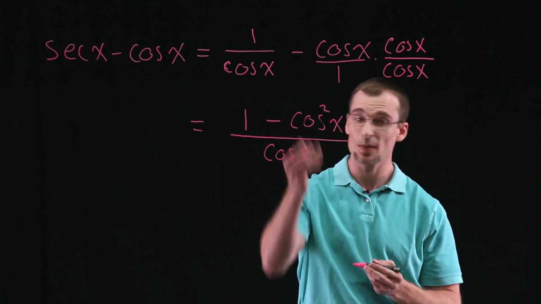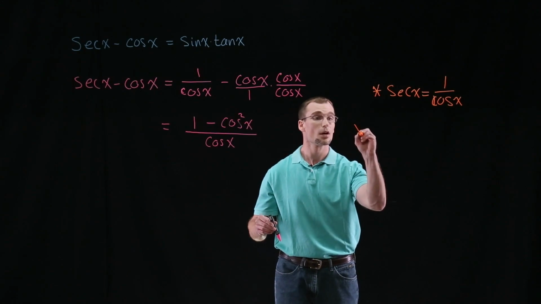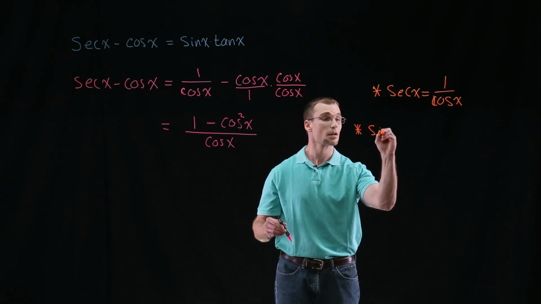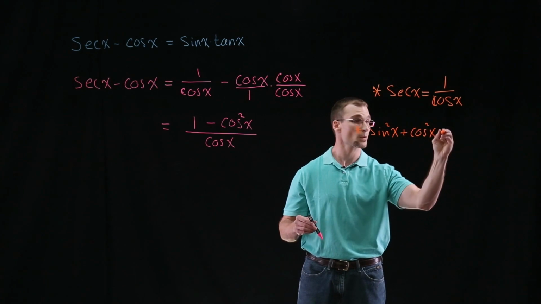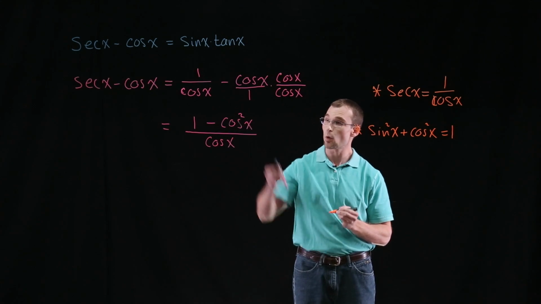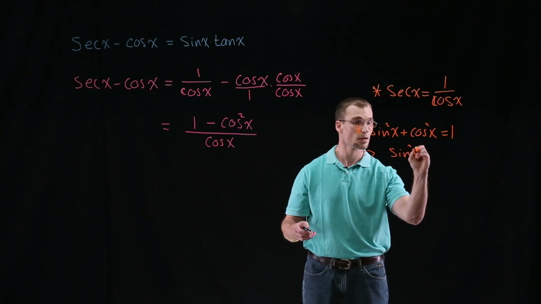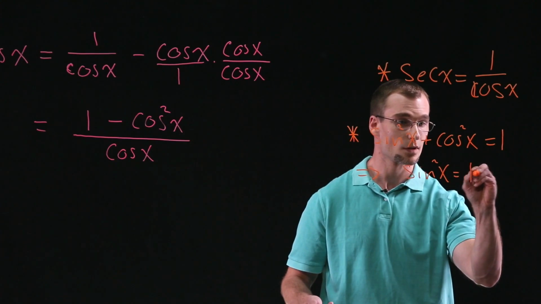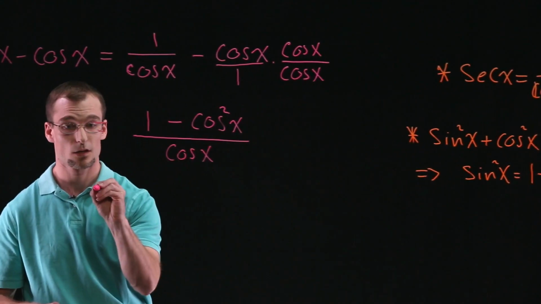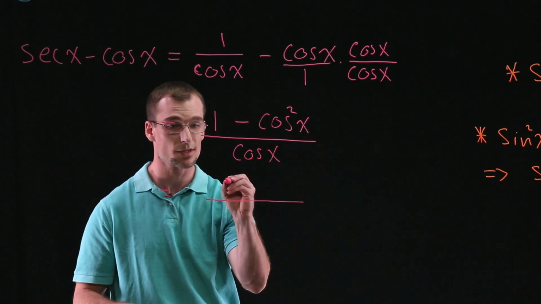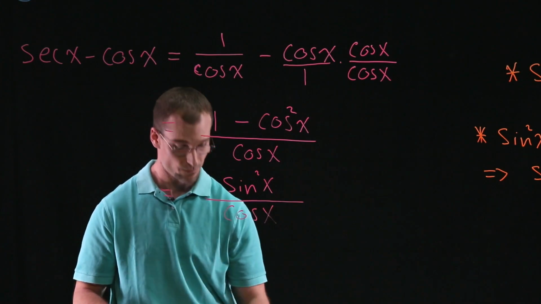Well, in the last section, we saw this pop up a lot. 1 minus cosine squared or 1 minus sine squared. And in that case, we went and used our Pythagorean identity, namely that sine squared x plus cosine squared x is equal to 1. So looking at 1 minus cosine squared x, in our identity, we can see that sine squared x is equal to 1 minus cosine squared x. So we can make that substitution. 1 minus cosine squared x is replaced with sine squared x, over cosine x.